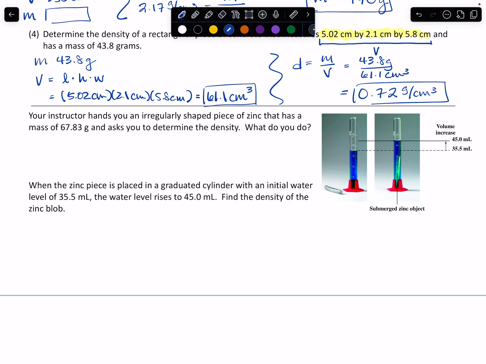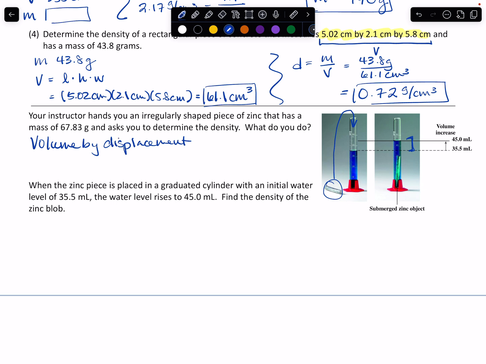So here I have two graduated cylinders. I have an irregularly shaped object and I need to know its volume. So I'm going to take that object and drop it into my graduated cylinder. The volume of the water is going to change because the water gets pushed out of the way by the object going into the water. This is called volume by displacement.